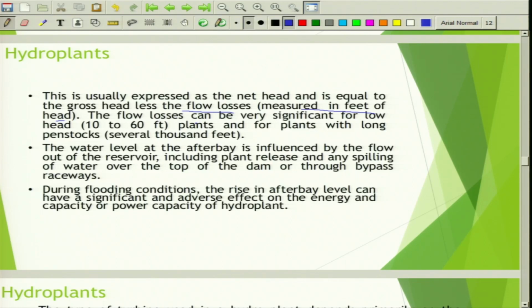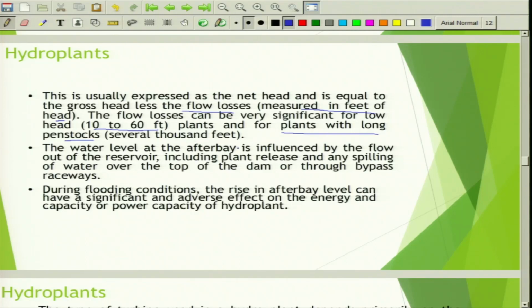The flow losses can be very significant for low head plants. Let us say 10 to 60 feet is the overall head, and if you also subtract 1 or 2 feet, then that will have a significant impact on the amount of generation. So there are two things: one is very low head plants, and the other is plants where the penstock is of very long length. If the penstock is very long, there is also a significant amount of losses because of friction, right. So in these two cases this has a lot of impact.